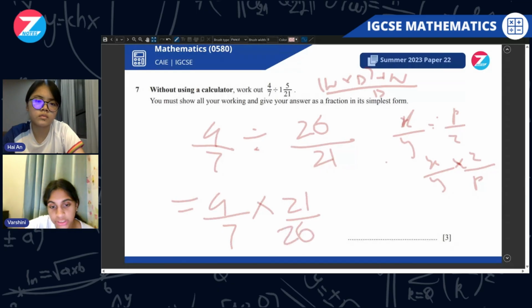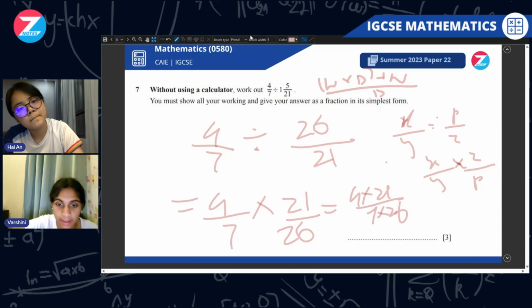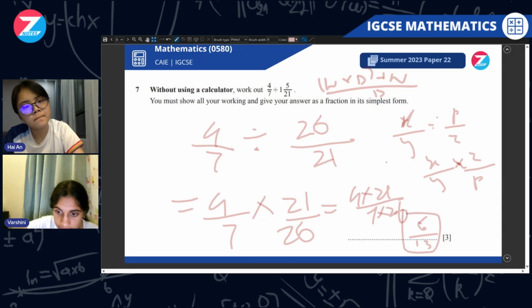Okay, so now we just need to do 4 into 21 divided by 7 into 26. And you can put this in your calculator because we've shown enough working. So you should get 6 by 13. And remember, always recheck it, even if you're not unsure. You have a calculator, so it's best to recheck and make sure you get the same answer when you put these values directly into your calculator.